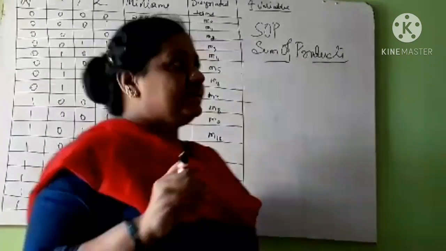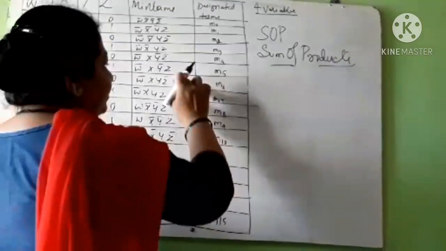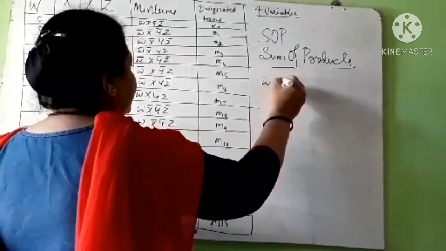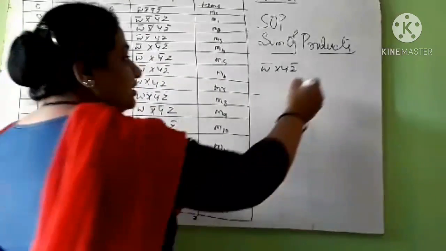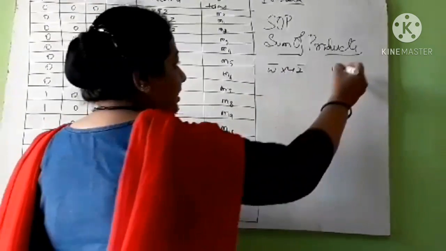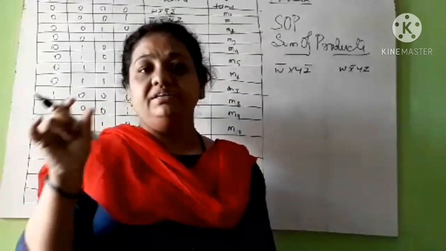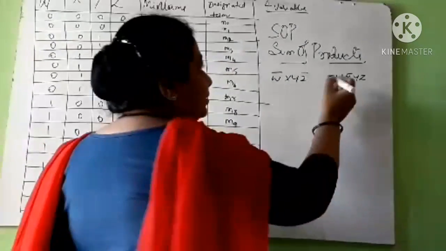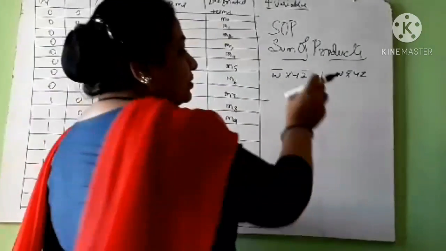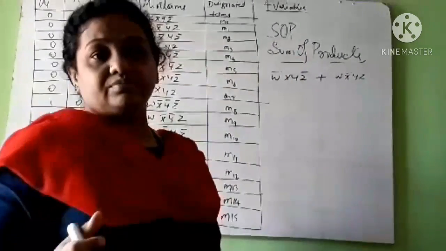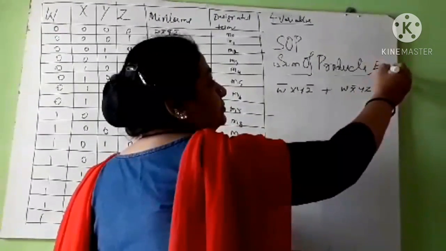For example, we will take M6 and M11. M6 is W bar X Y Z bar. Then M11 is W X bar Y and Z. If I have to combine these two minterms, I will be using plus. By combining two or more minterms, a SOP expression is formed.